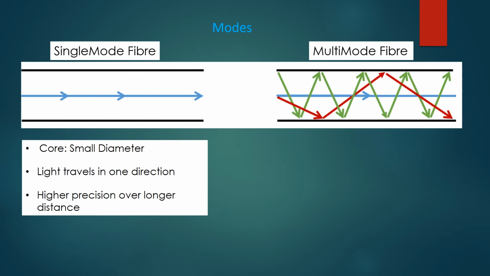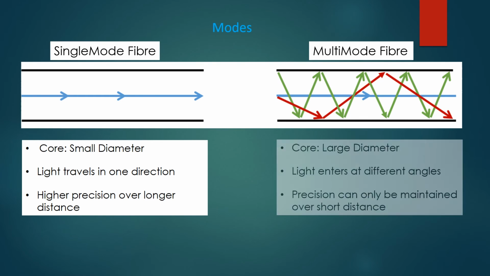Single-mode fibers have a small core diameter, which only allows light to travel in one direction without bouncing off the edges of the cable. Hence, signals can be transmitted with a higher precision over a longer distance. Multi-mode fibers have a large core diameter, thus it allows rays of light to disperse as they enter at different angles. Precision can only be maintained for a short distance for this mode.